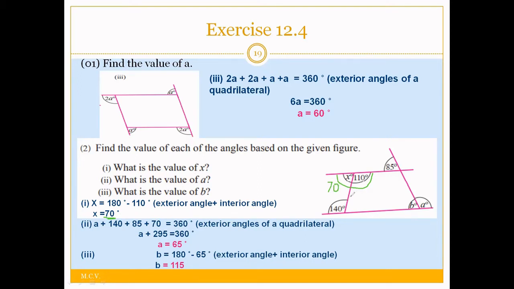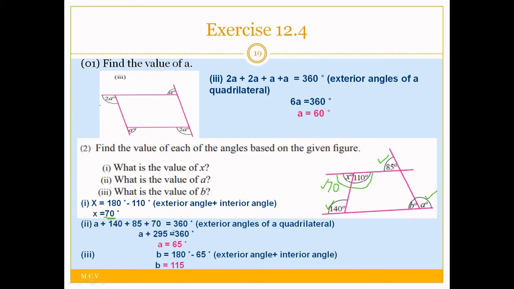What is the value of A? To find the value of A, you can write the equation for exterior angles. This one exterior, this one exterior, this angle exterior, this angle also exterior. 4 exterior angles are there. So write the equation: A plus 85 plus 70 plus 140, that is 360. The sum is 295. You can add and check that.